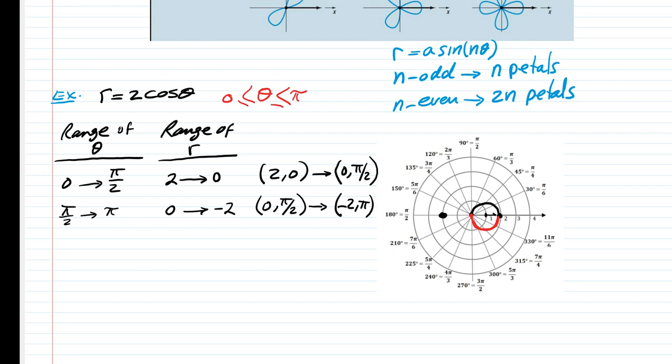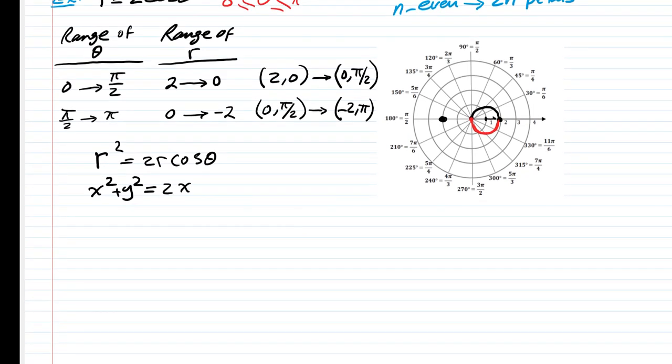If you multiply both sides of the equation by r, you get 2r cosine theta. Then r squared is x squared plus y squared, and r cosine theta is x, correct? Now if I bring 2x to the left, I get x squared minus 2x plus y squared is equal to 0. And then I can complete the square on the left.